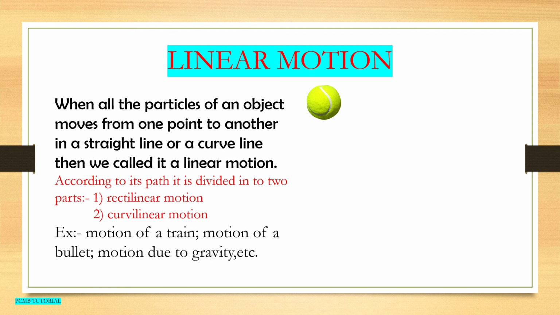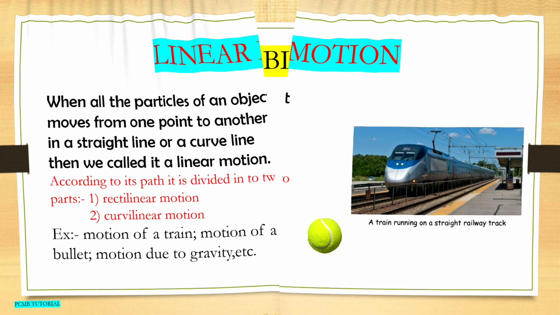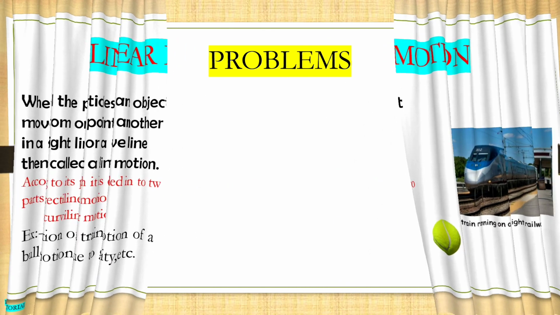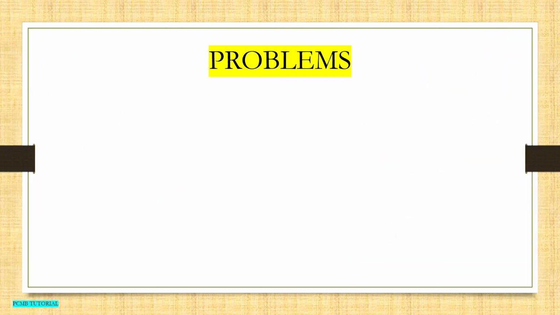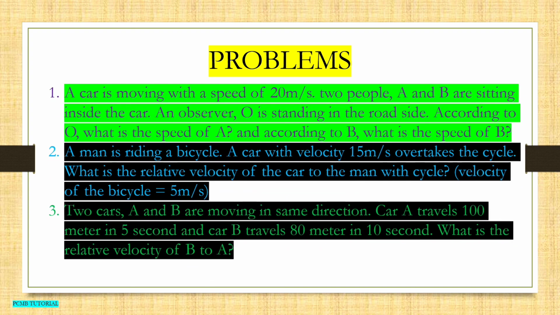Let's have some examples of linear motion. The motion of a train on a line is a linear motion. The motion of a bullet is also a linear motion. The motion due to the gravitational force is a linear motion. Here you can see a ball. The motion of this ball is also a linear motion. Upcoming next, we have some problems based on the topic which you have learned in this video. So go through the problems and mention the answer in the comment section.